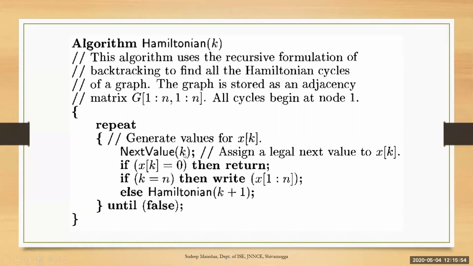Whenever there is a dead end, this x of k is equal to 0 becomes true. When it becomes true, it returns. What is this return? It returns to the previous step, which is nothing but the previous call of this recursive function. Next, finally, when k has got the value of 8 in our example, then k is n now.